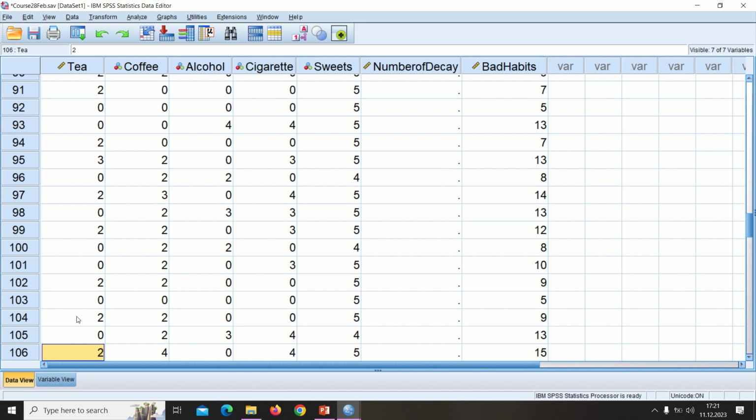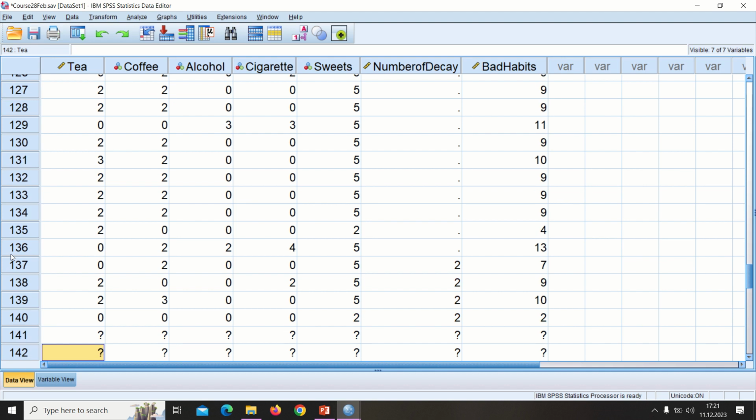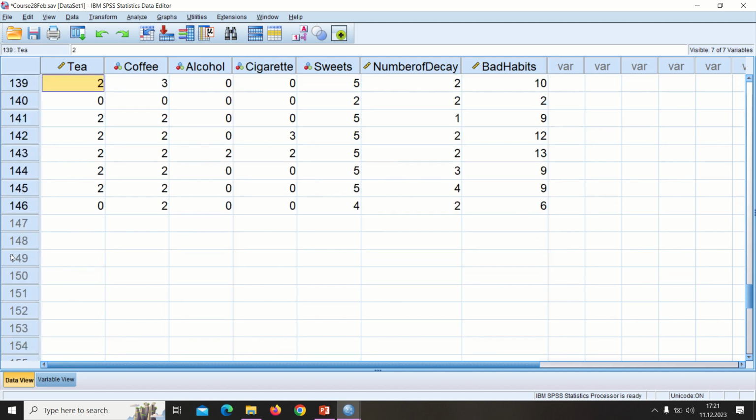By the way, what does this 97 stand for? 97 stands for 97th participant, okay? So here, this is the 105th participant. And here, these are all participant numbers, okay? You see that there are 146 participants in this study.